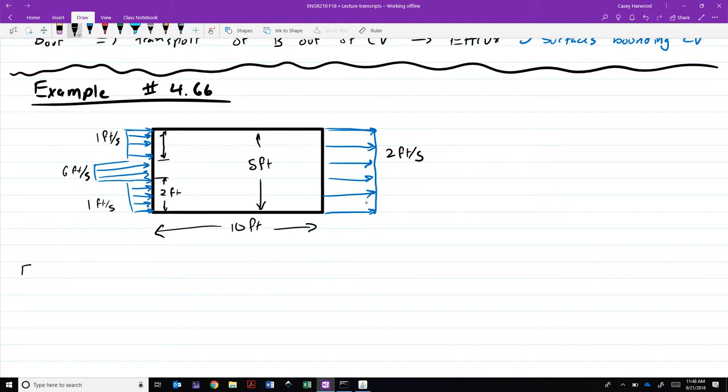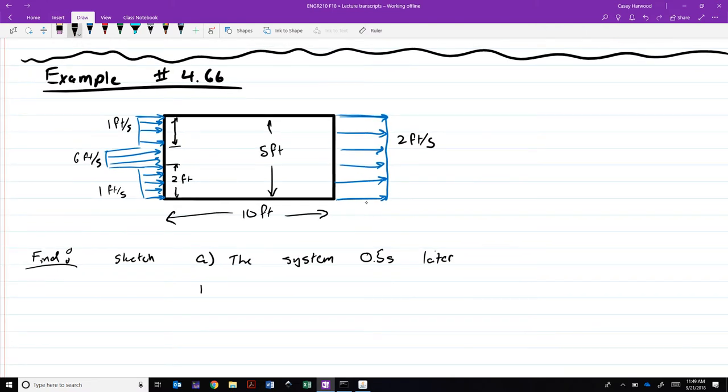So what we're seeking to find in this problem is really, I say qualitative because we're not doing much with numbers here, we want to sketch the system 0.5 seconds, we'll say, after this initial sketch is shown. And we want to delineate the fluid that has entered or left the control volume.